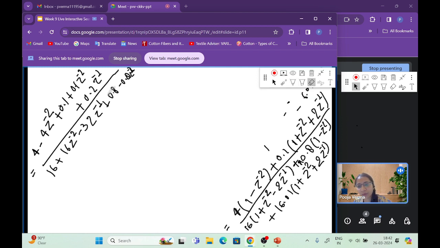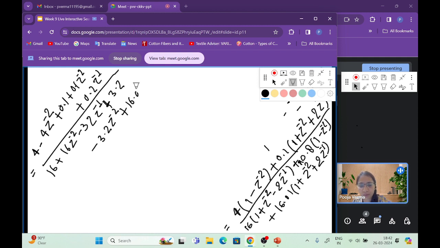If you multiply here 4 into 0.8, it will get 3.2. Here 4 into 0.8 is 3.2. That one is plus, minus 3.2 z to the power minus 2. Now plus 16.01.